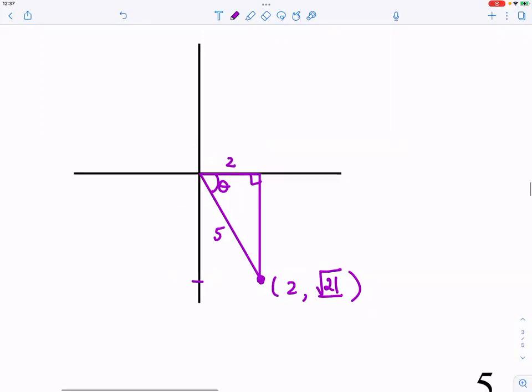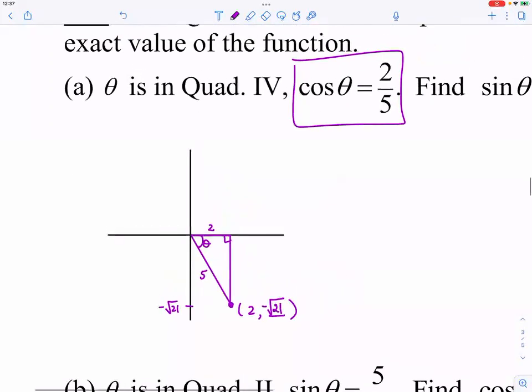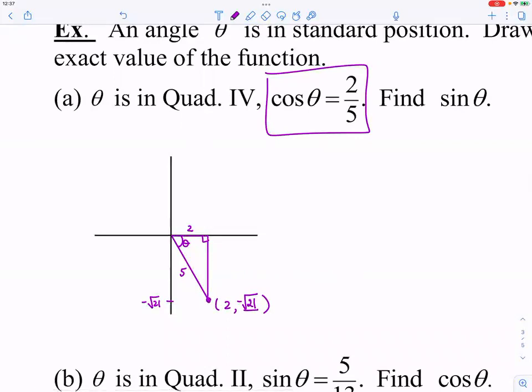Because it is negative square root of 21. It's in the bottom half of the y-axis, so it should be negative. Negative root 21, sorry. Okay, so when you do your sine theta, it's equal to negative square root of 21 over 5.